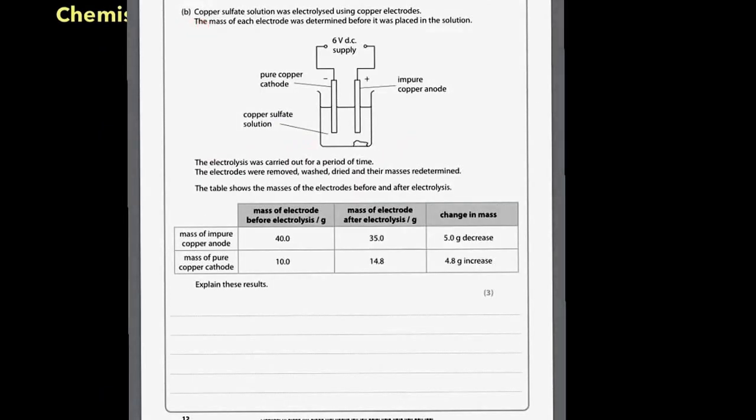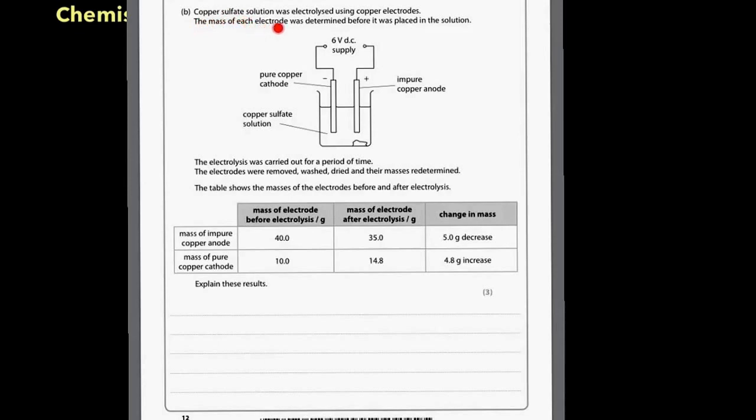So the next part of the question: copper sulfate solution was electrolyzed using copper electrodes. The mass of each electrode was determined before it was placed in the solution. The electrolysis was carried out for a period of time. The electrodes were removed, washed, dried, and their masses were redetermined. The table shows the masses of electrodes before and after electrolysis. So here it gives you the table. It says mass of impure copper anode, and it gives you 40, the mass of electrode 35, and it shows the change in mass in between each single one.